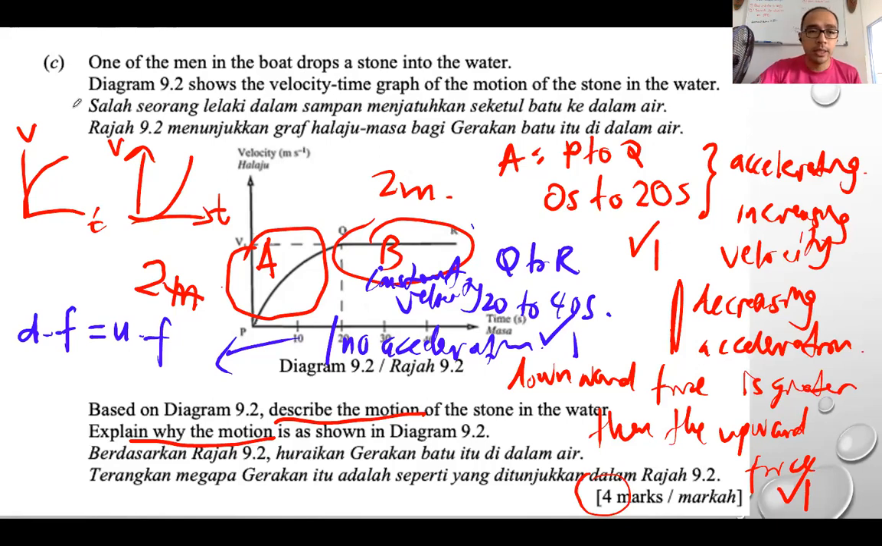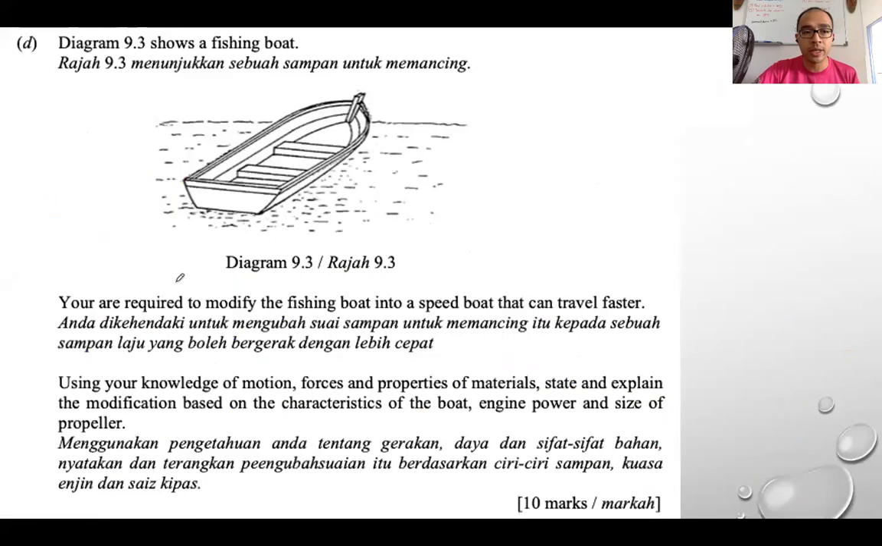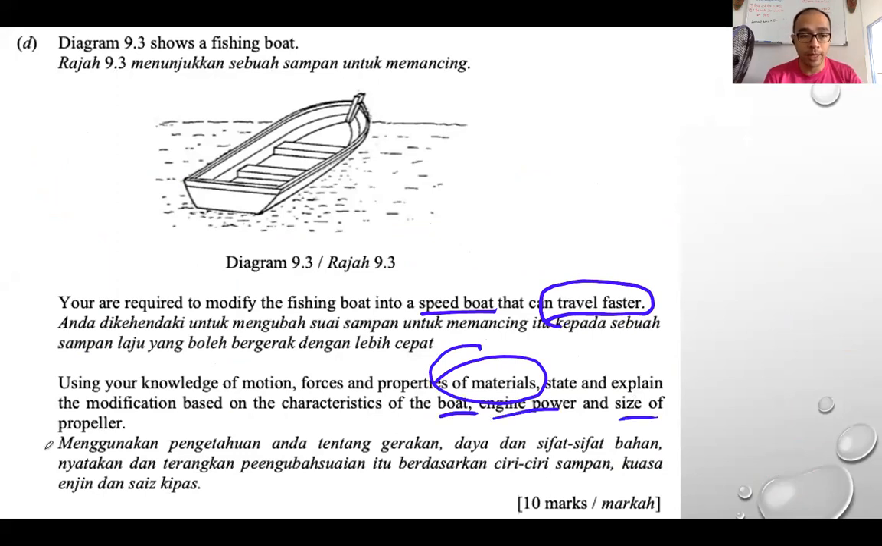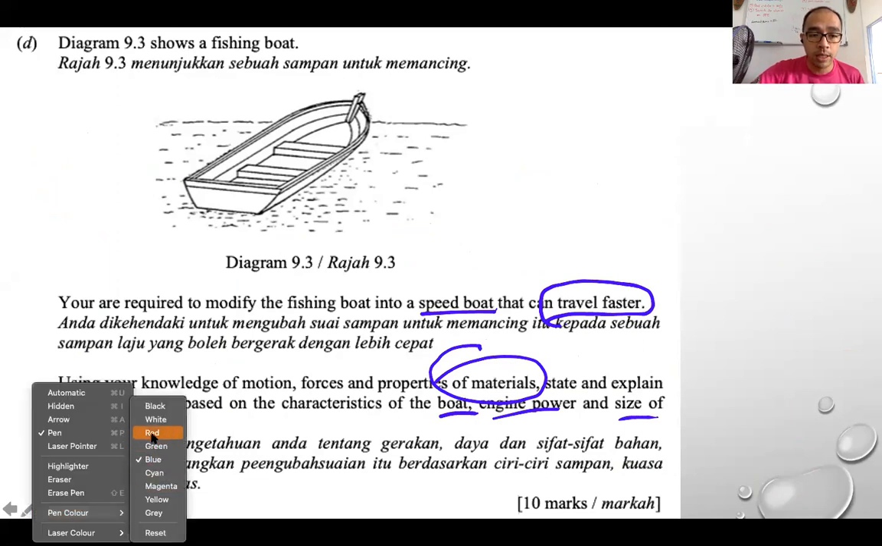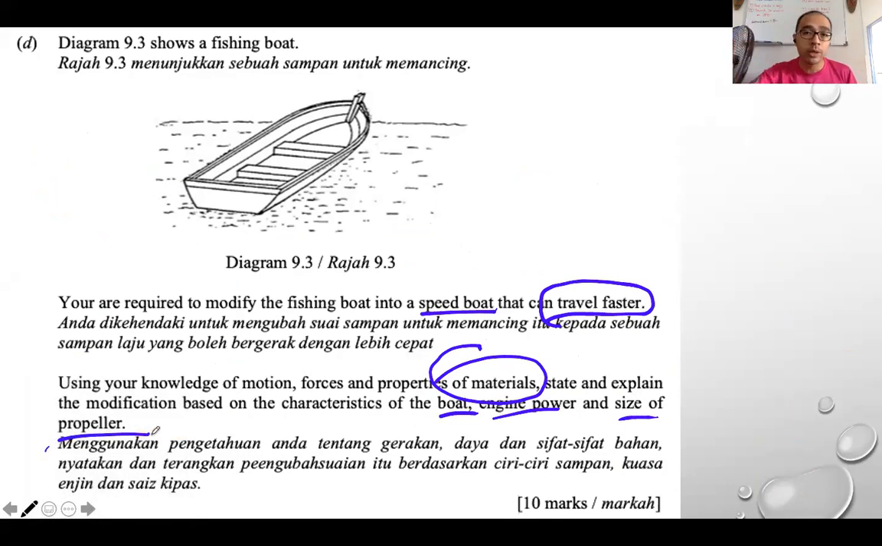All right, this next question is the sampan question. So you are required to modify the fishing boat into a speed boat that can travel faster. So this is our main aim. Forces of motion, forces and properties of materials based on the characteristics of boat, engine power and size of propeller. Now, as I said before, I am just going to mention this sekaligus. Nanti kamu tengok video ini balik dan kamu pause and copy down the correct answer. But there are a few things I want to say lah.